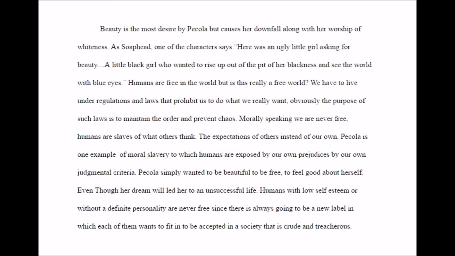Humans with low self-esteem or without a definite personality are never free, since there is always going to be a new label in which each of them wants to fit in to be accepted in a society that is crude and treacherous.